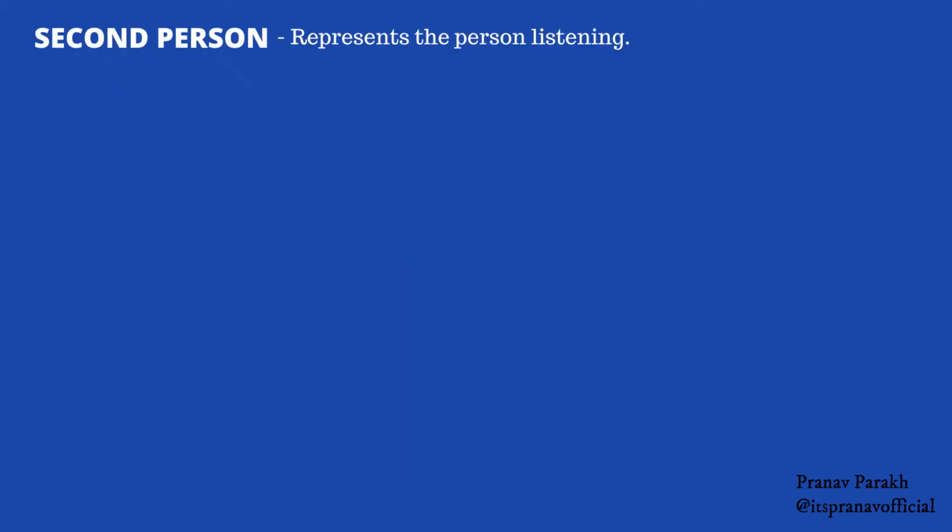Next is second person. He is a person who represents a listener. Do you remember Kamla from the example? She was somebody who was listening to Rajesh. So they are singular or plural both, like they can be denoted the same. So again they are divided into three types.